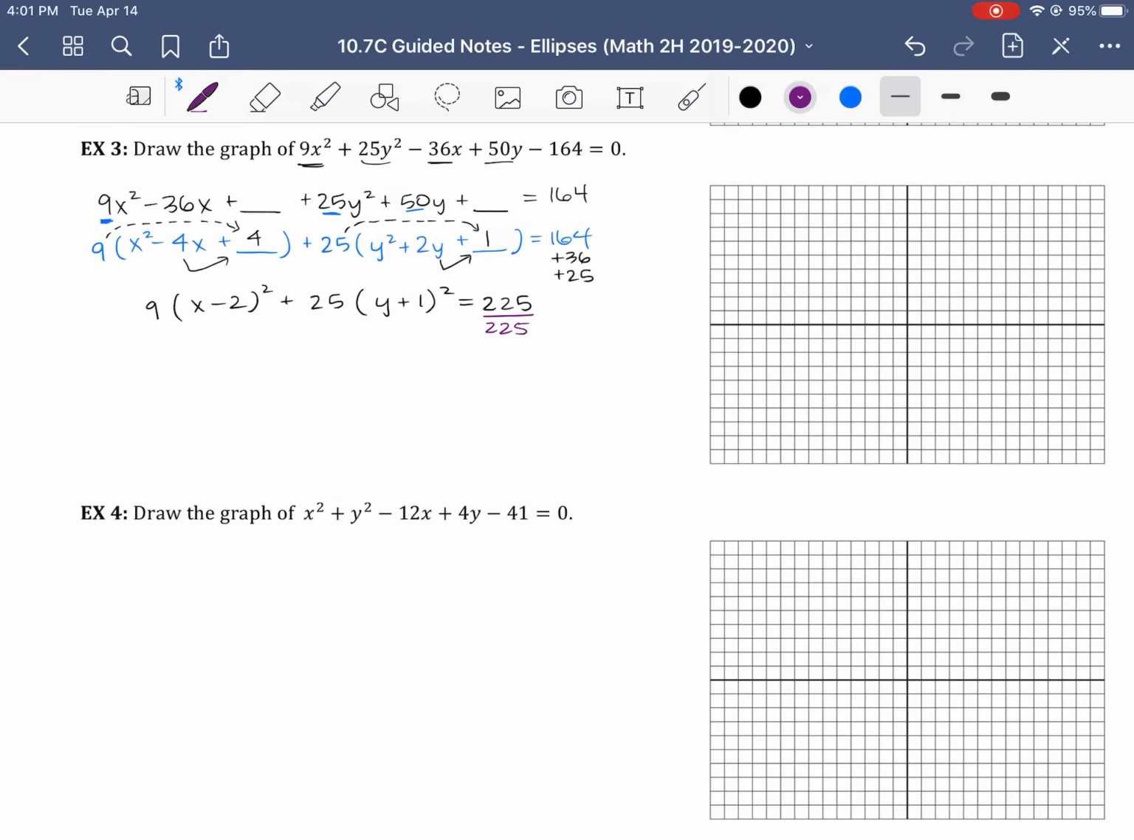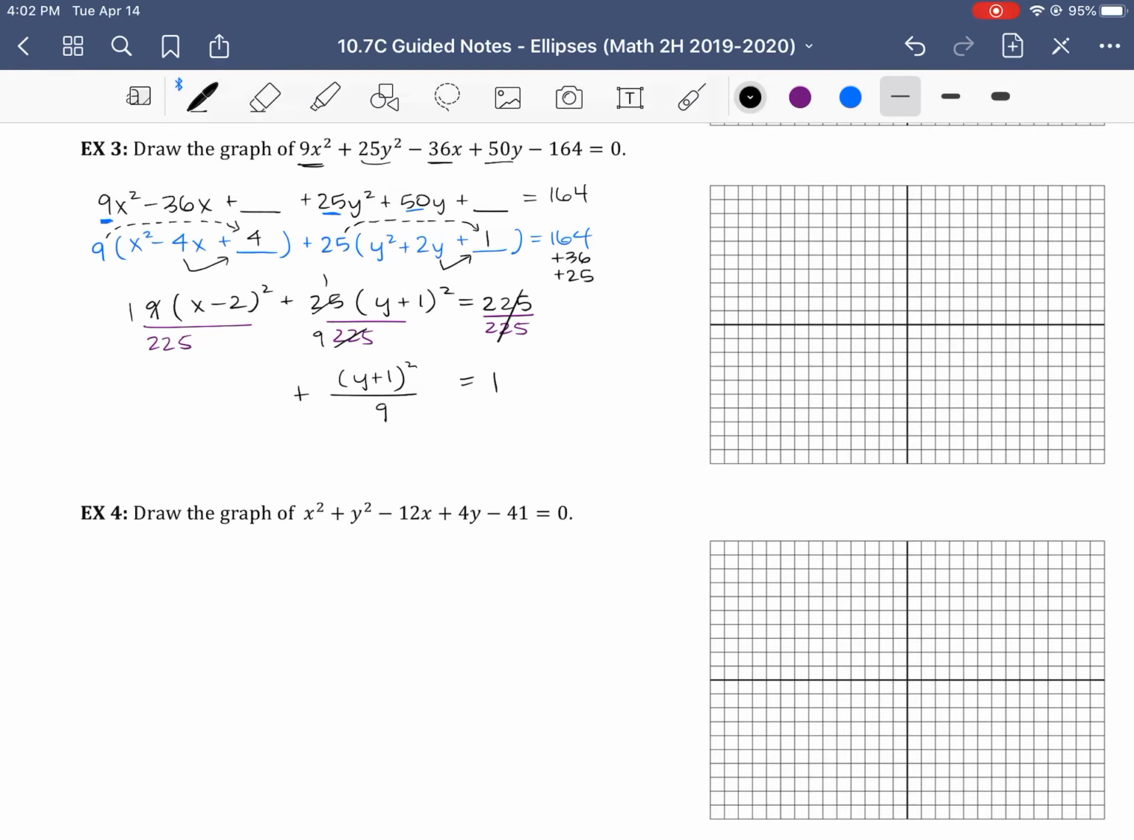Okay. Now again, we need this to equal 1, so we're going to divide each of these terms by 225, and then we're going to simplify. Now the right-hand side becomes 1. That's perfect. Here we simplify. 25 goes into 25 once, and it goes into 225 9 times. So we're going to end up with y plus 1 squared over 9.